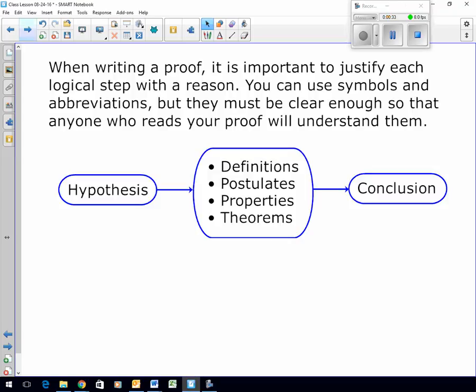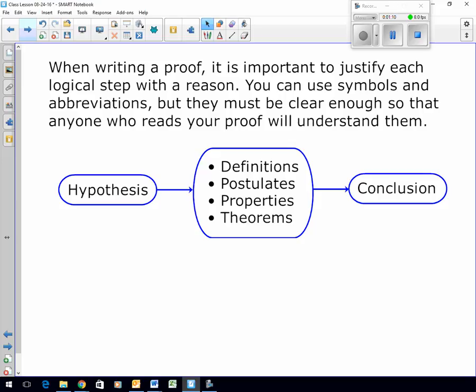All right. When writing a proof, don't worry about writing this down. It's okay. Just read it and listen. When writing a proof, it is important to justify each logical step with a reason. Y'all know how sometimes y'all ask me why? Now it's my turn to ask all of you. Why? Because of the hypothesis. We start with a hypothesis, and then we get to this part, which is where we write our proof.